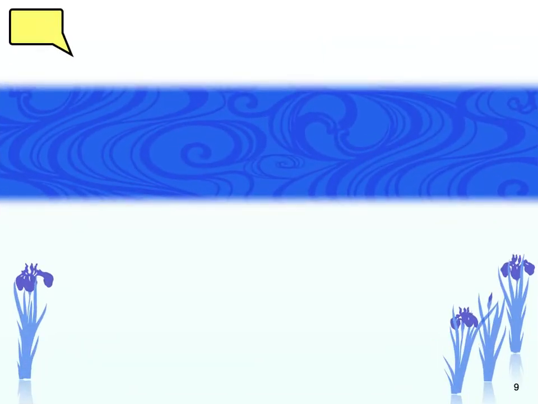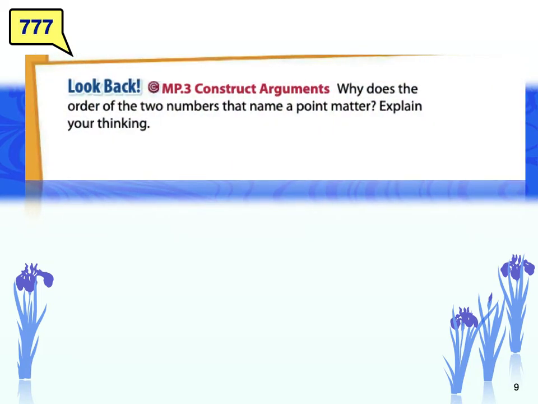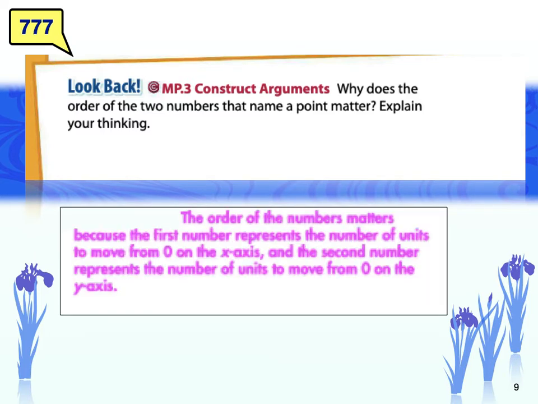Okay, so let's answer textbook page 777. Why does the order of the two numbers that name a point matter? Explain your thinking. So the answer will be, the order of the numbers matters because the first number represents the number of units to move from 0 on the x-axis, and the second number represents the number of units to move from 0 on the y-axis. So you always need to put the ordered pair in correct order, starting from the number in the x-axis and the number on the y-axis.